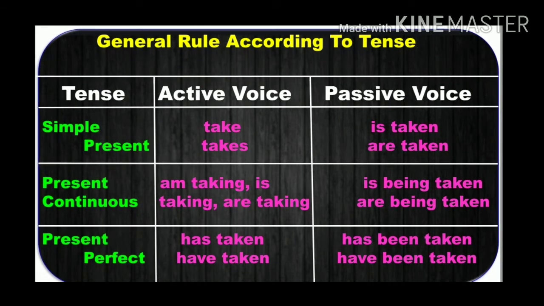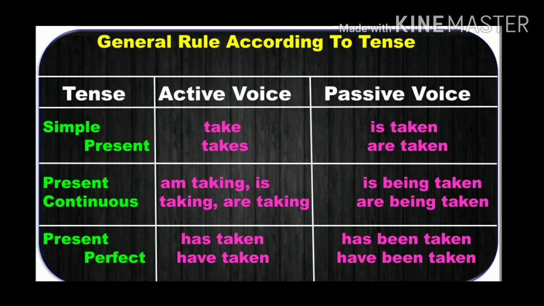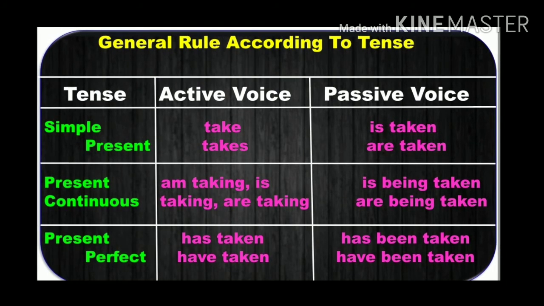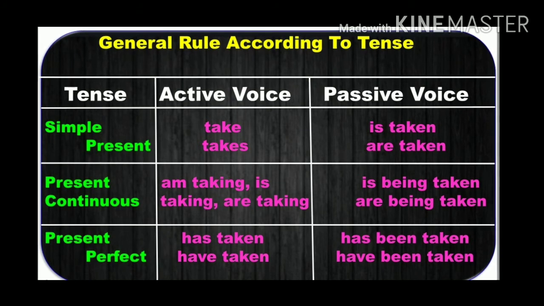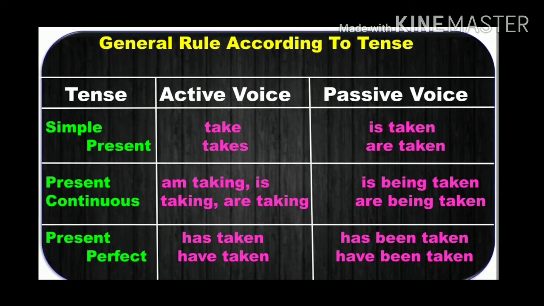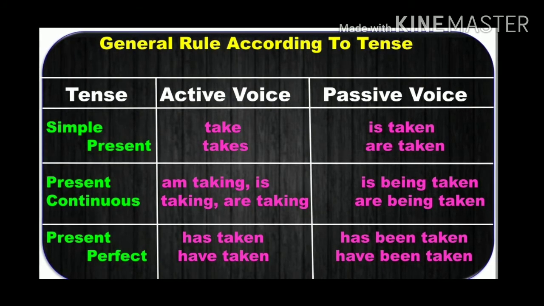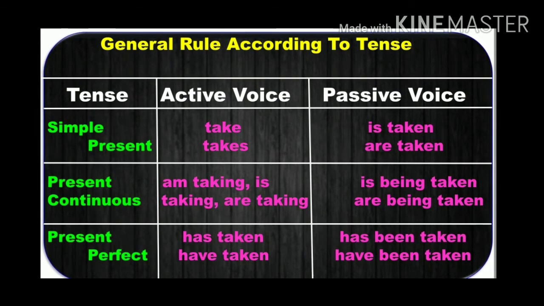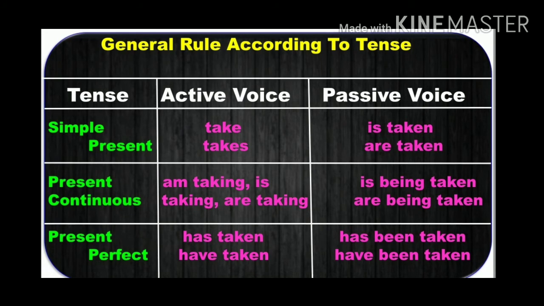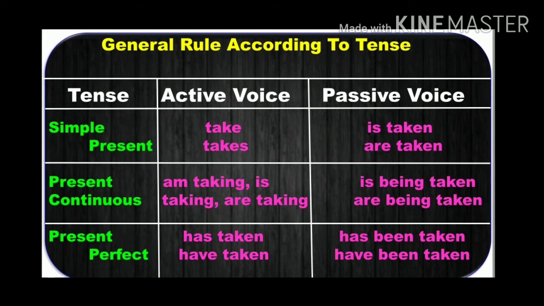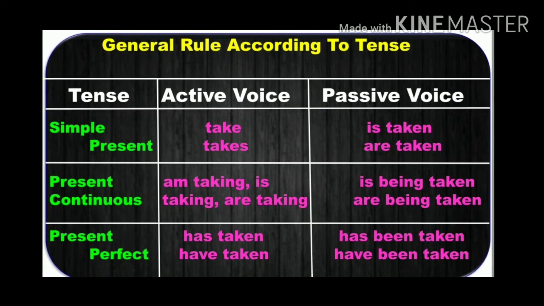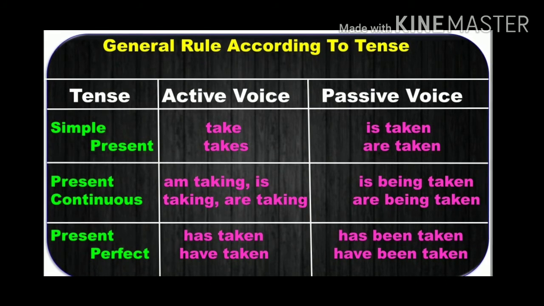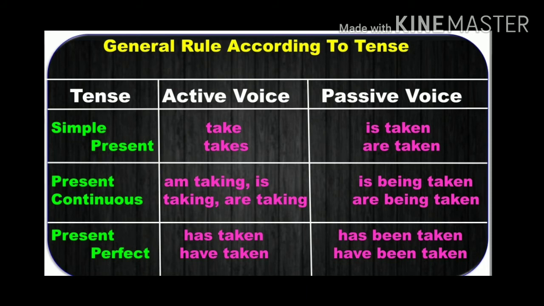So when it goes from active into passive, we should have the auxiliary verb is or are plus being in the passive, along with the third form of the verb. So look at the example: is being taken or are being taken in the passive voice. Got it? Okay.